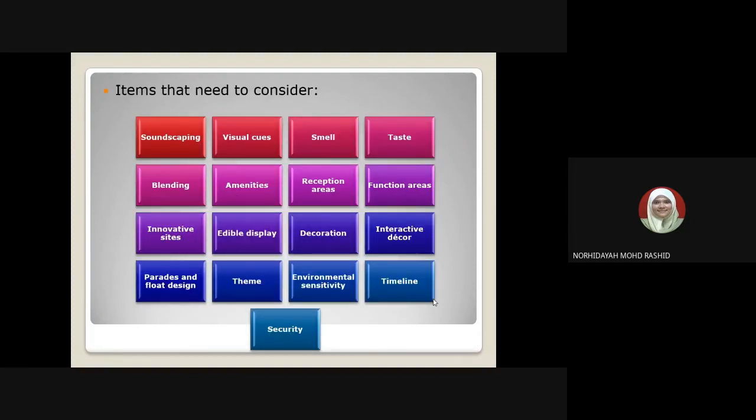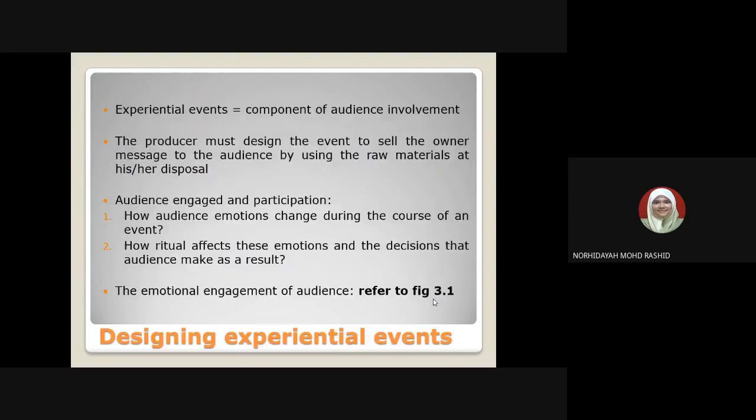Okay, there are several items that we need to consider, such as soundscaping, visual cues, smell, taste, blending, amenity, reception area, function area, interactive decoration, edible display, innovative sites, parades and float design, team, environmental sensitivity, timeline, and last but not least, security. Okay, this is the last one.